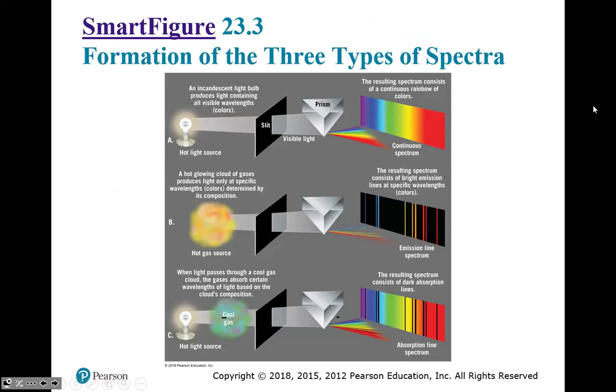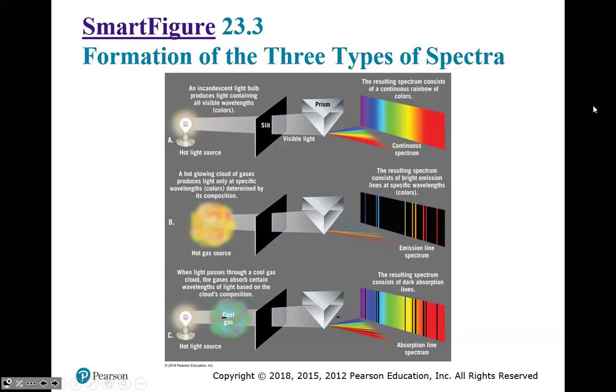A not very dense gas source that's excited, that's hot, will generate an emission line spectrum, like a neon tube. Neon tubes are excited using a different method than just heat. They're excited electrically, but it's the same principle. And then lastly, when light passes through a cool gas cloud, certain lines will get absorbed. And that can tell you about what the light has passed through.